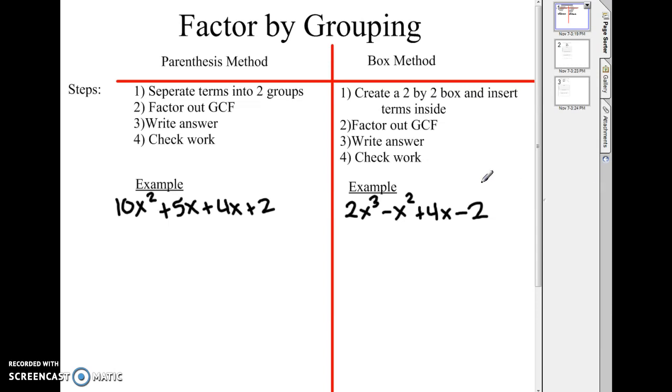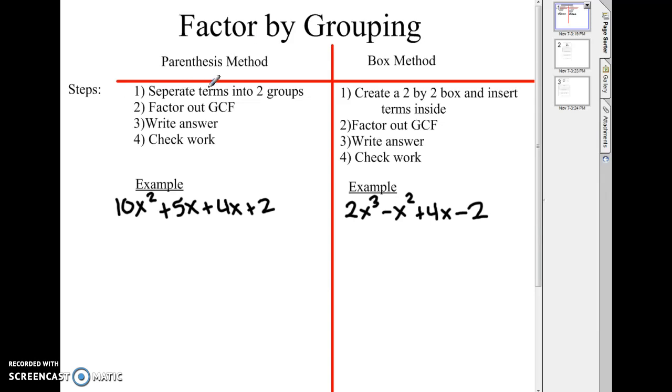Okay, so at this time you should have written down your notes and you're ready for the examples. So here's the steps for parentheses method. Both of these methods will work for factoring these same problems. It's just whichever one you choose, it works best for you. So the one on the left, parentheses method, is your straightforward, normal way to do factor by grouping.